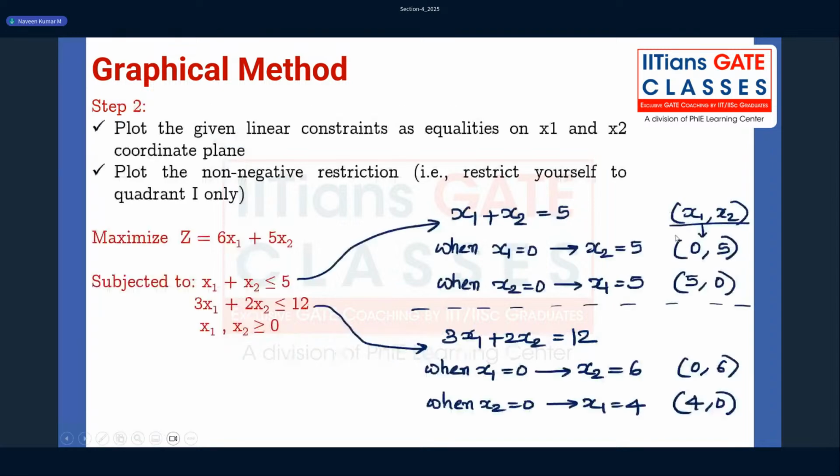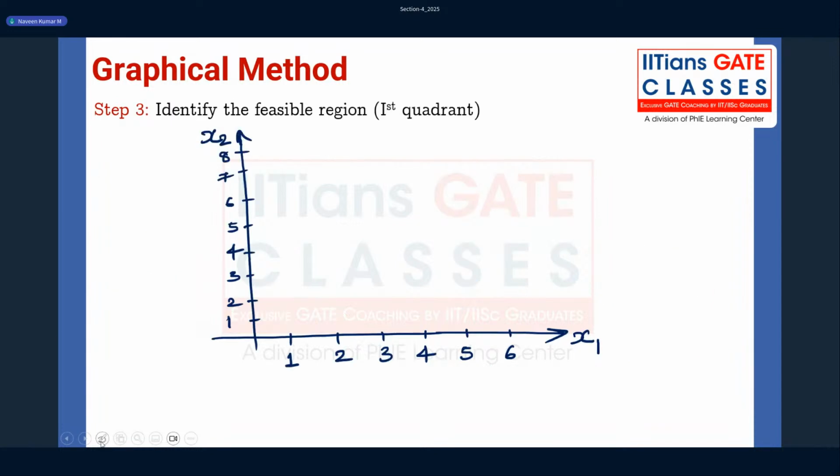Now we are going to plot these two points, 0, comma 5 and 5, comma 0. So where is 0, comma 5? Let me take some other thing. Okay, 5, comma 0 is this, right? So this point is 5, comma 0. And 0, comma 5 is this.